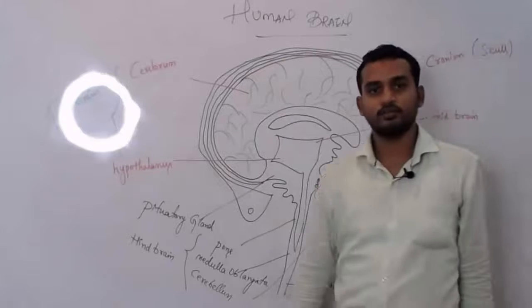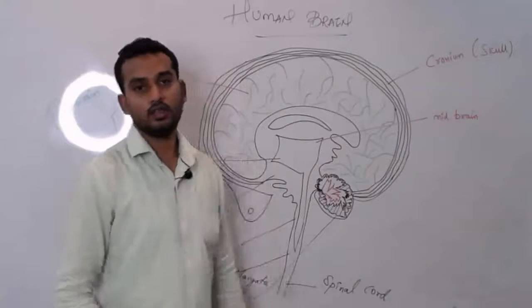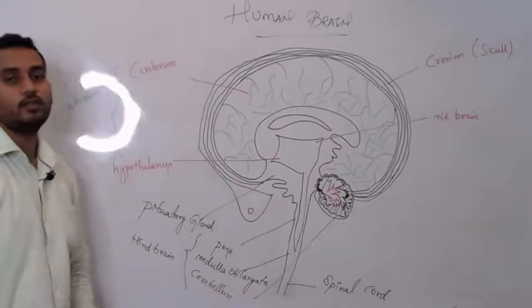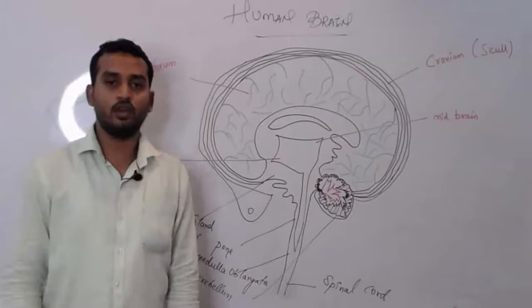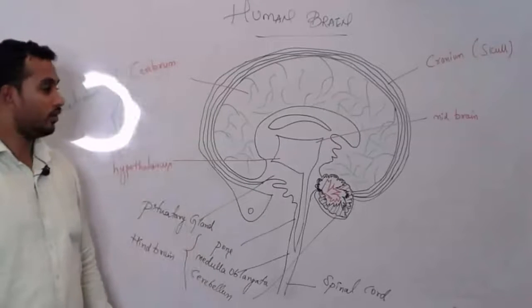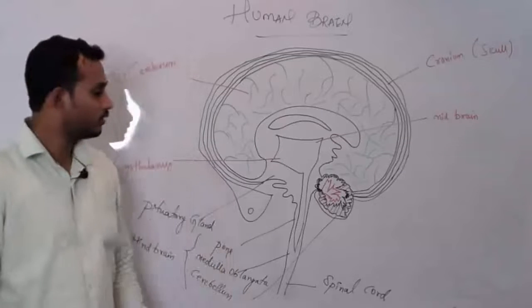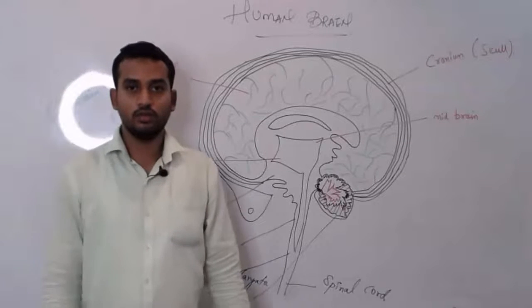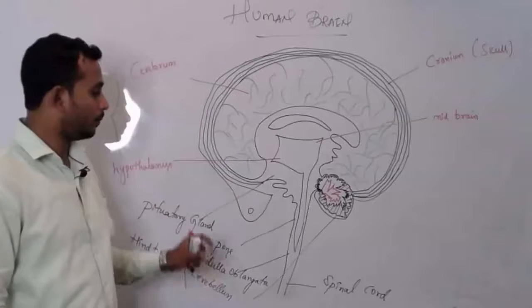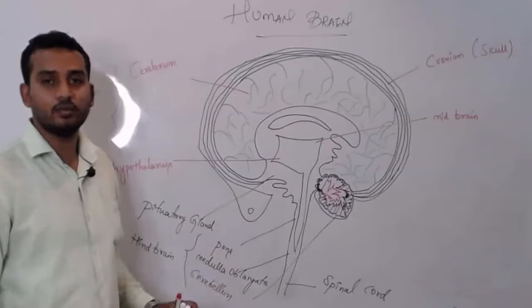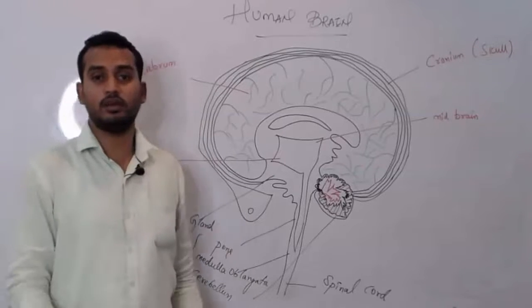That's it. So this is the simple way how we can draw the diagram of human brain. I hope you all have liked this video and you have enjoyed how to draw the diagram in the easiest manner. Okay, so this is the basic diagram vertical section of human brain.